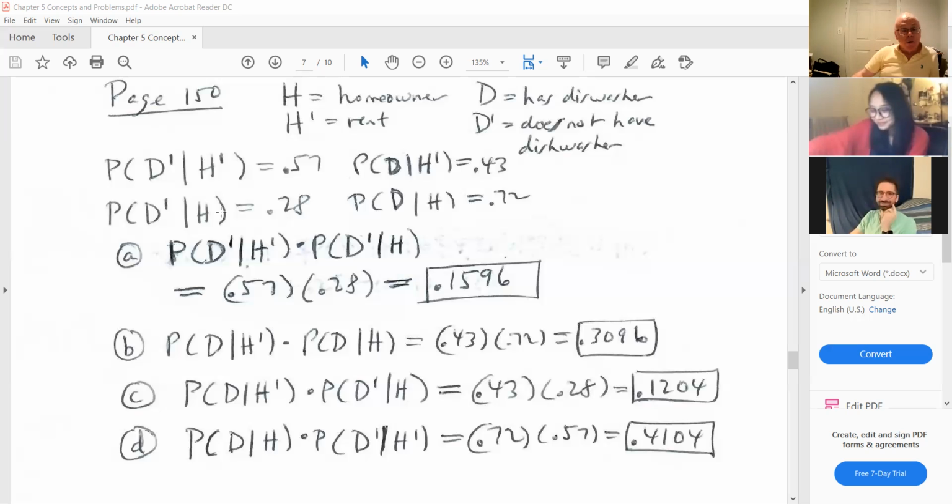Now, same thing with the homeowners. This is the probability of not having a dishwasher, given that you're a homeowner, and this is the probability that you do have a dishwasher, given that you're a homeowner. These two probabilities have to add up to 1.